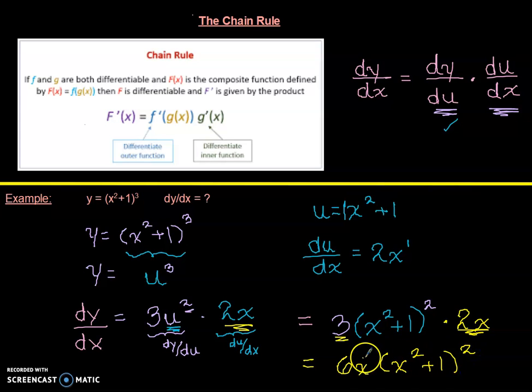For those of you that are trying to distribute, don't do that. Remember exponents before multiplication, PEMDAS. So you would have to actually expand this by multiplying or foiling x squared plus 1 times x squared plus 1 sidebar and then distributing the 6. But I believe in most of your work you'll see the answer in this way.